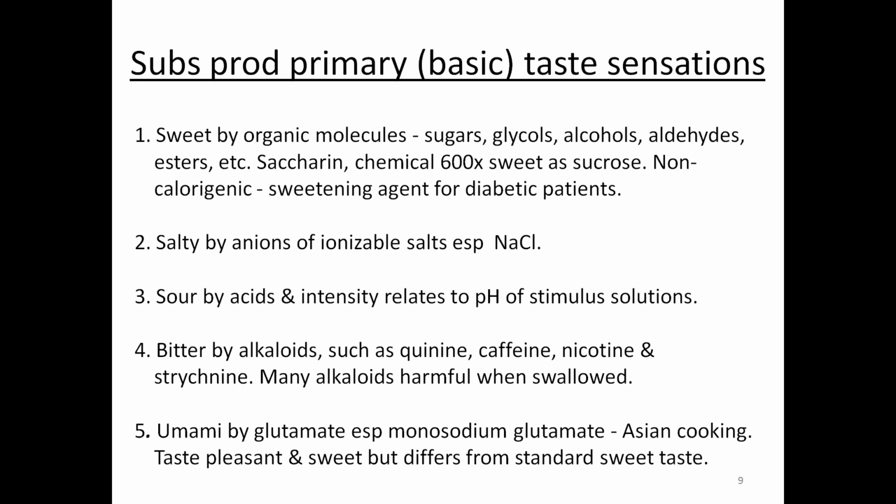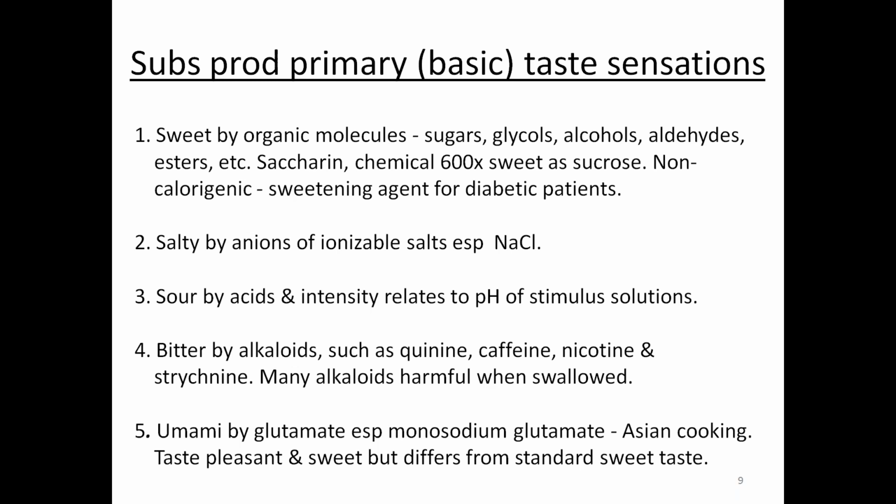Now, let's learn about some substances which produce the primary or the basic taste sensations. So now sweet sensation is produced by a number of organic molecules, which includes sugars, glycols, alcohols, aldehydes, esters, etc. You would have heard about saccharin. It's a chemical which is 600 times as sweet as sucrose. Being non-calorigenic, it is often used as a sweetening agent for diabetic patients.